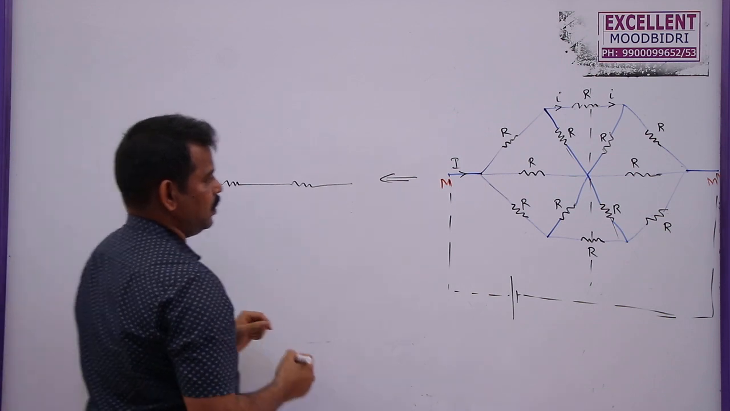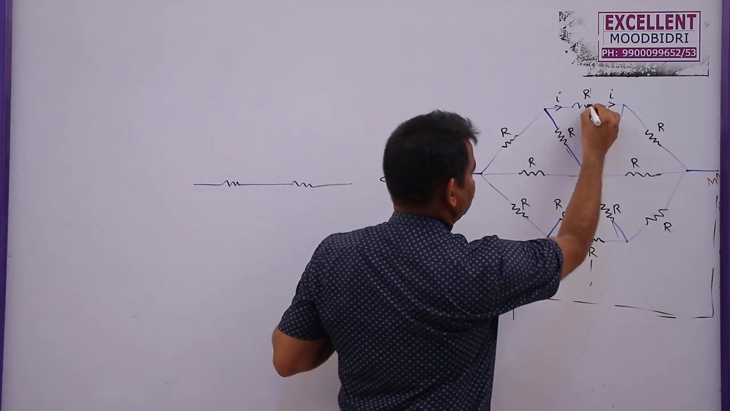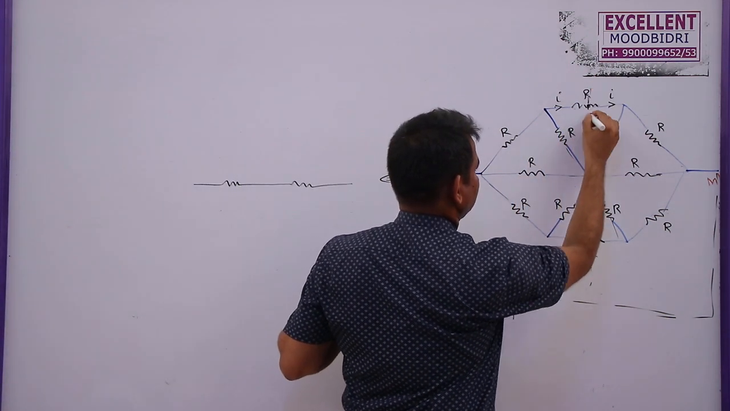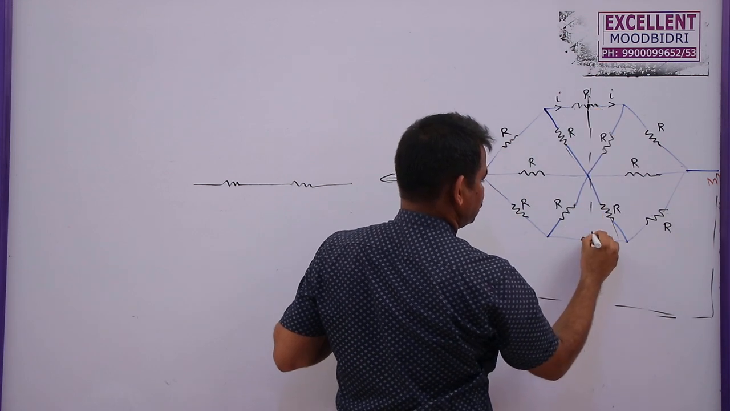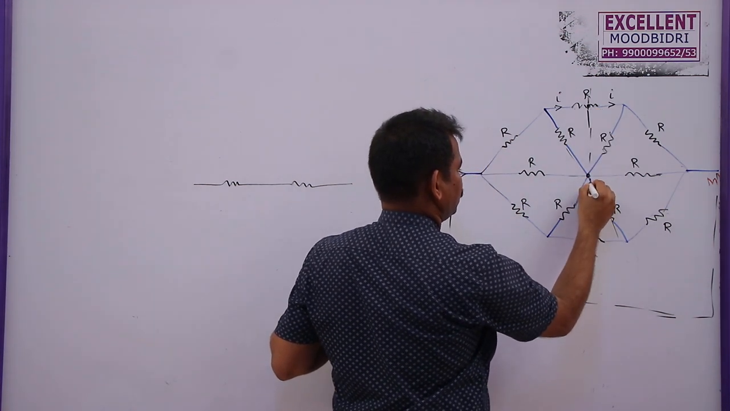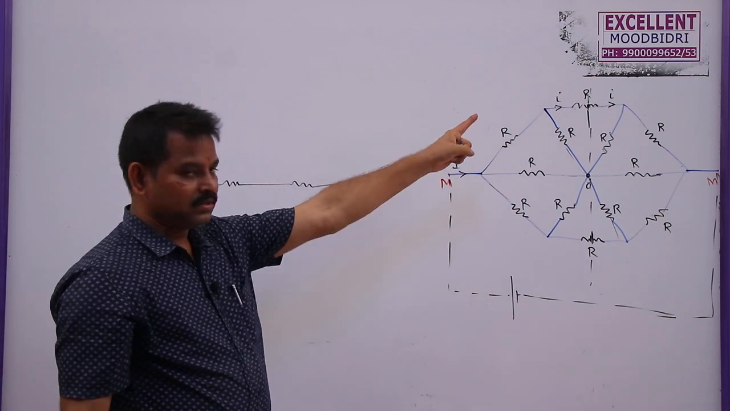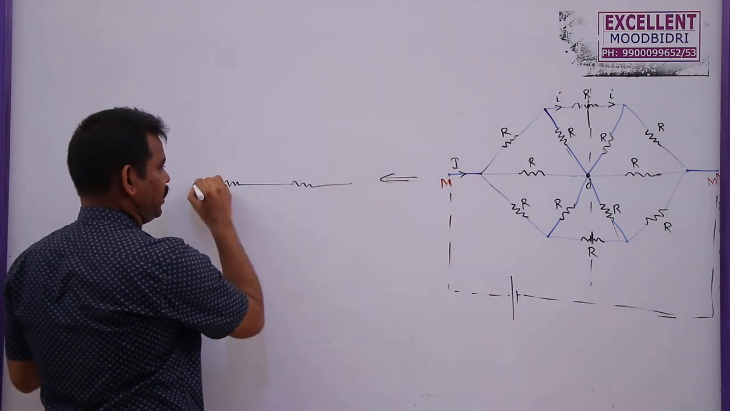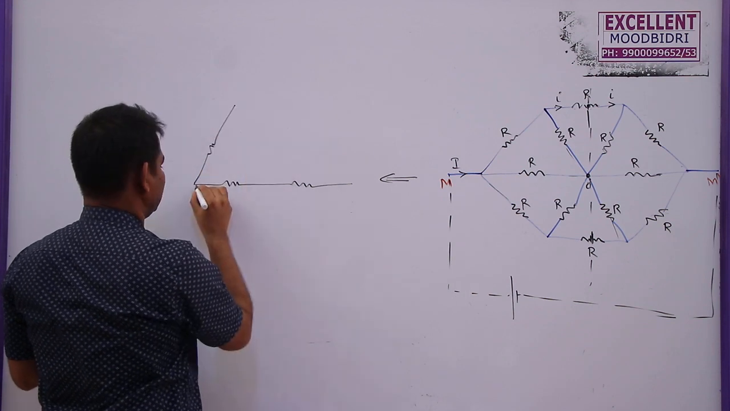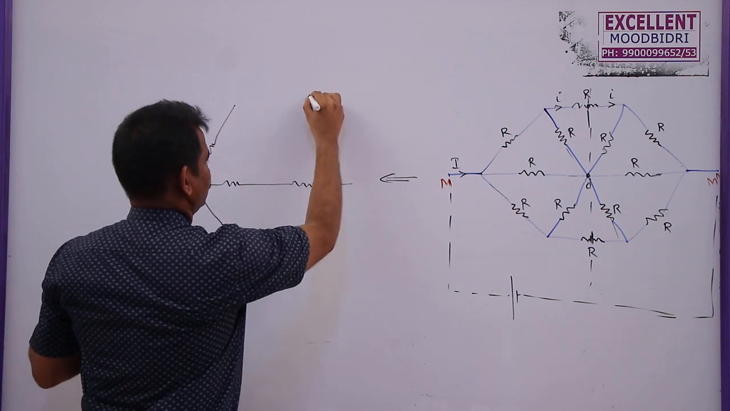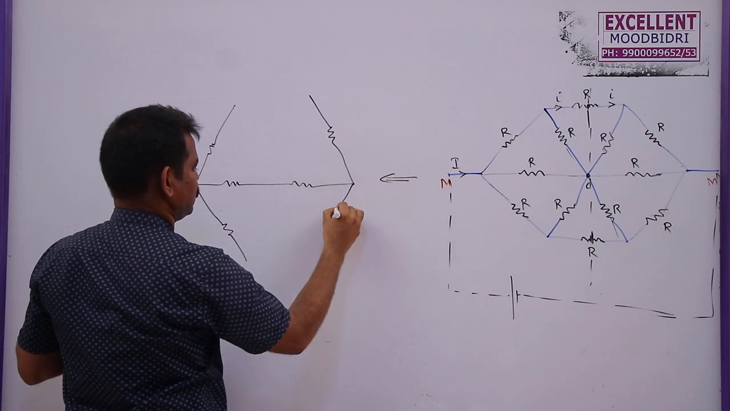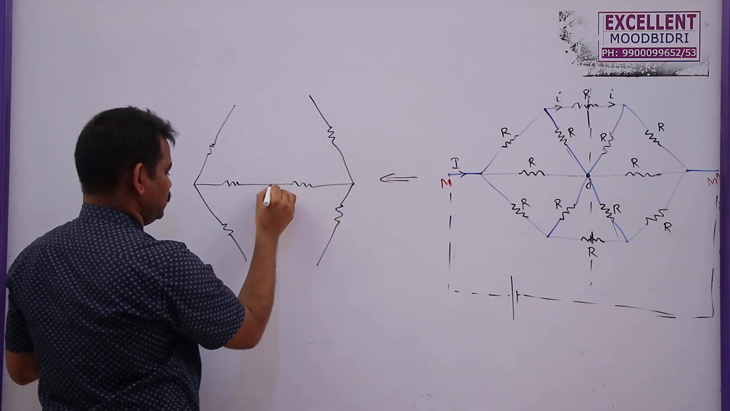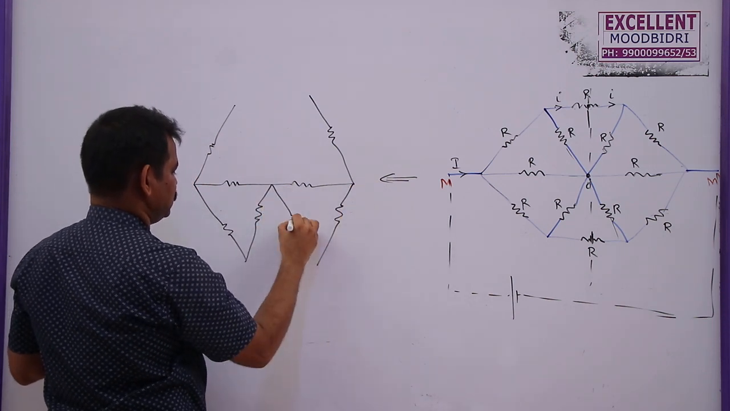this one. This point, that is middle of the resistance here and middle of this resistance here and this point O are at equipotential. So what we can write, let me draw this diagram as it is here. This is also as it is here, and this will not change here.